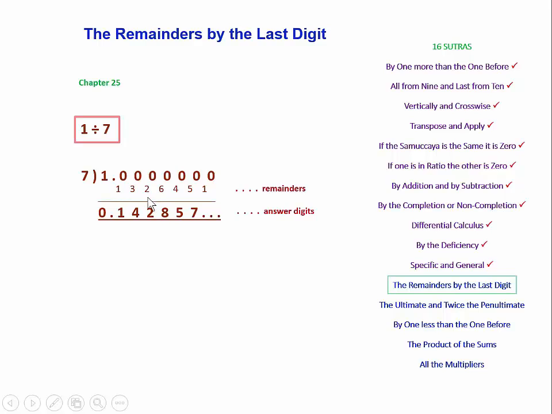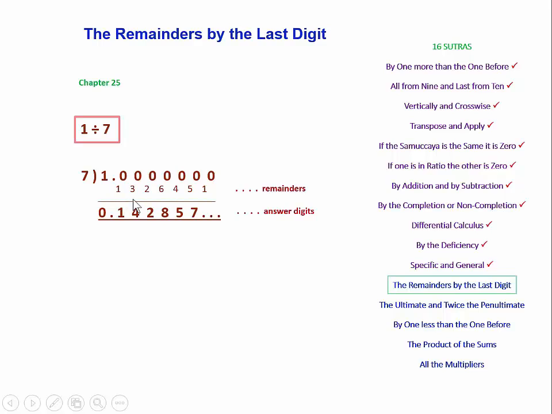Then we multiply it by 3 again. We get 2 times 3 is 6. 6 times 3 is 18. We cast out 2 7s, and that leaves us with 4. And then 4 times 3 is 12. Throw out a 7, we're left with 5. 5 times 3 is 15. Throw out 2 7s, you're left with 1. So this is the remainder cycle.